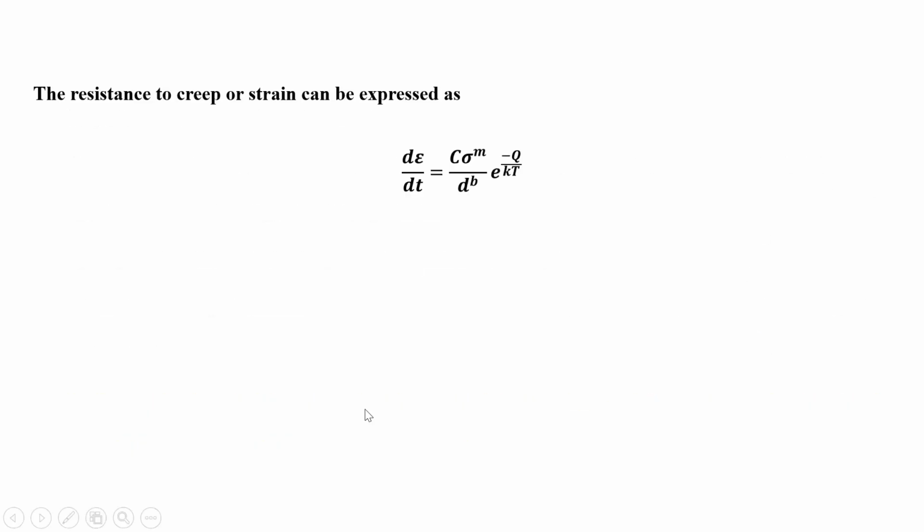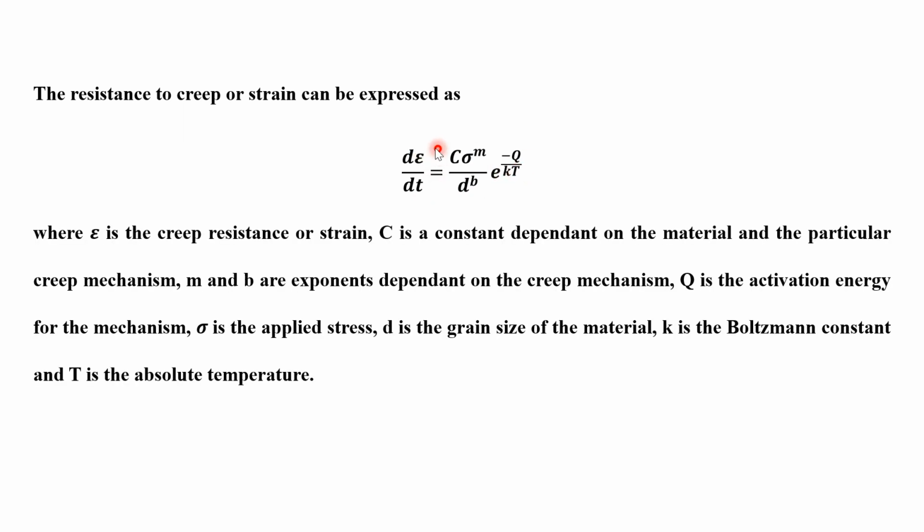This is the equation that we use. So dε/dt is equal to C σ^m / d^b e^(-Q/kT), where ε here is the creep resistance or the strain rate, and C is a constant dependent upon the material and mechanism. M and b are exponents again dependent upon the mechanism. Q is the activation energy, and σ is the applied stress. d is the grain size of the material, and k is the Boltzmann's constant.